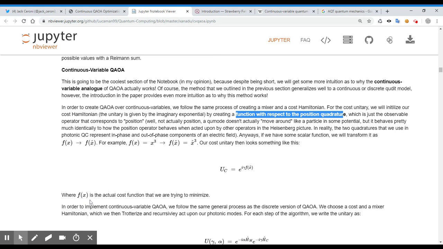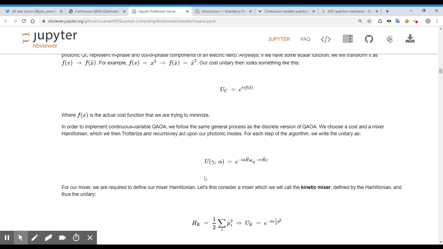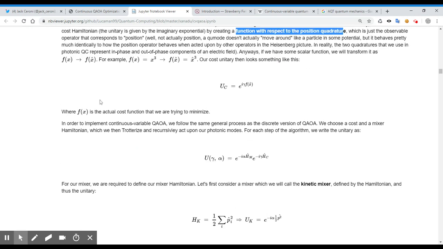Where f(x) is the actual cost function that we're trying to minimize. Okay, so you're basically transforming the x into the position quadrature. In order to implement continuous variable quantum QAOA, we follow the same general process. Choose a cost and mixer Hamiltonian, which we then trotterize and recursively act upon our photonic modes.